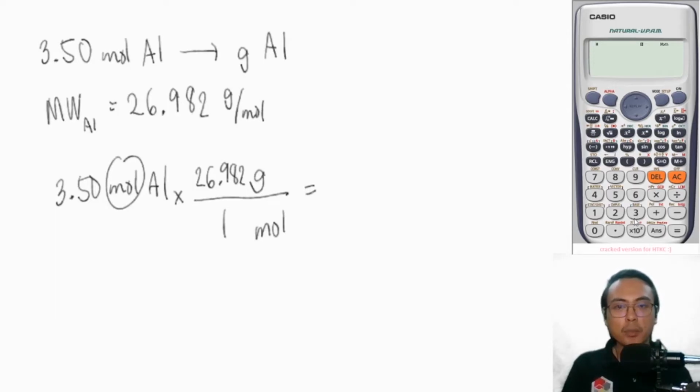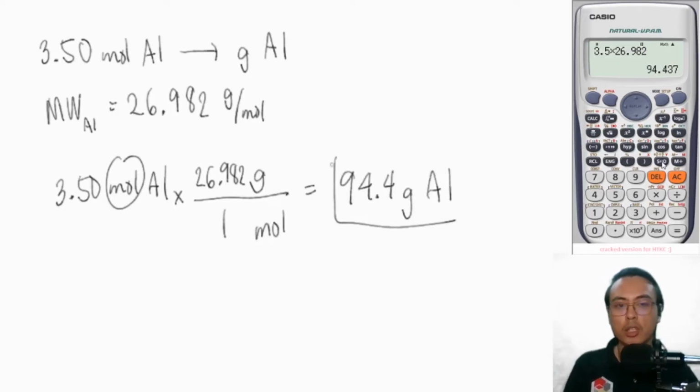We get 3.5 times 26.982, which is 94.437 grams of aluminum. Now, the given is three significant figures, so we must only retain three significant figures in the answer. That's 94.4 grams aluminum. So that is how we use the molecular weight in converting between mass and mole. Okay?